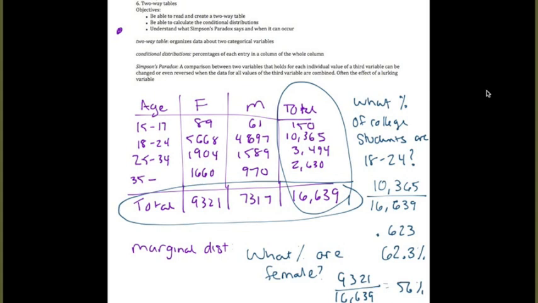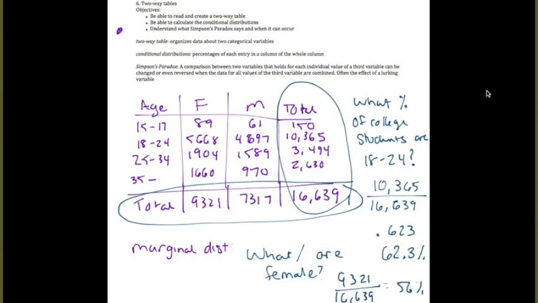Nowadays, we're going to say students are male or female. Once we know what percent are female, it's easy to answer what percent are male, because they have to be one or the other. So 100% minus 56% would leave 44% to be male. Just like all the ages should add up to 100%, the gender should add up to 100% as well.